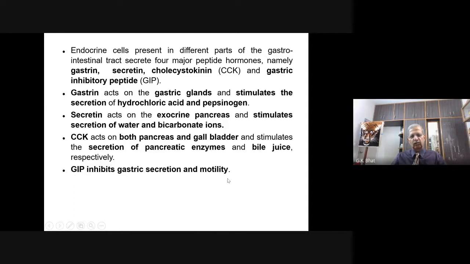Once sufficient gastric hormone is produced, once the digestion is over in the stomach, there is no more production of gastrin. So gastric inhibitory peptide inhibits gastric secretion. There is no more need for the secretion of hydrochloric acid and pepsinogen, and it also inhibits the motility, the contractive movement of the stomach.